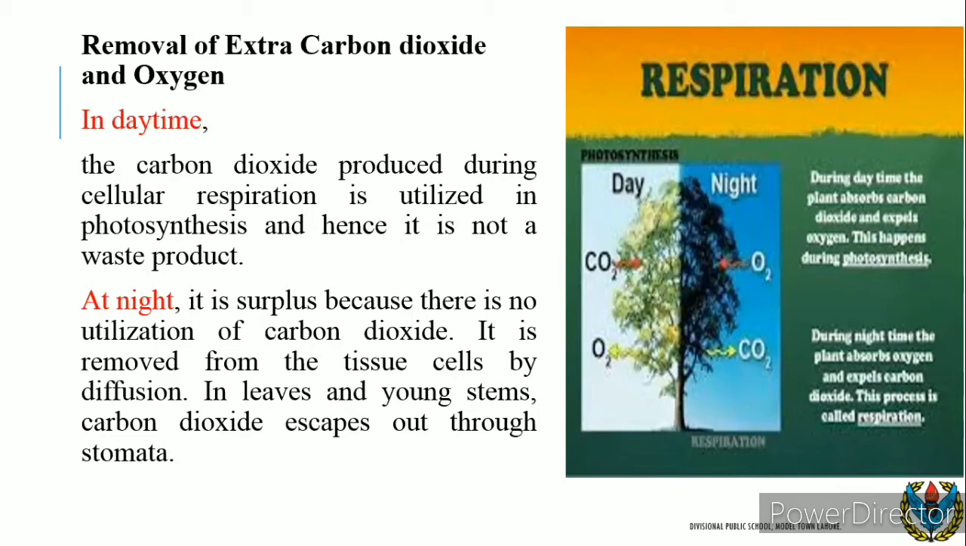In this picture, both day and night are mentioned. During daytime, the process of photosynthesis occurs in which carbon dioxide is absorbed by the plant through the leaves. And in case of night, what happens? The surplus carbon dioxide is released. So during daytime, the plant absorbs carbon dioxide and expels oxygen. This process is called photosynthesis. During night time, the plant absorbs oxygen and expels carbon dioxide. This process is called respiration.